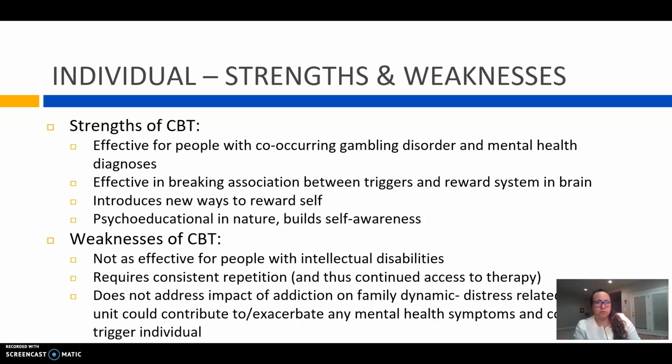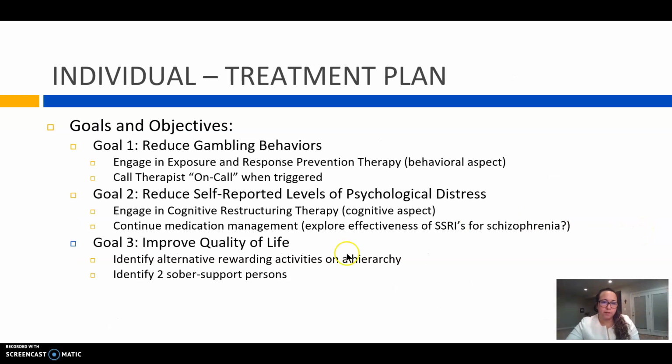CBT also doesn't address all of the family dynamics involved in addiction. So sometimes the family dynamics can be re-triggering for people or can cause distress, which CBT doesn't always address directly or thoroughly.